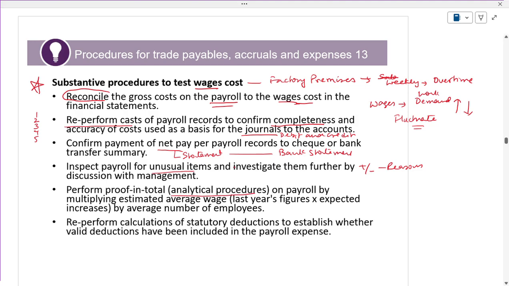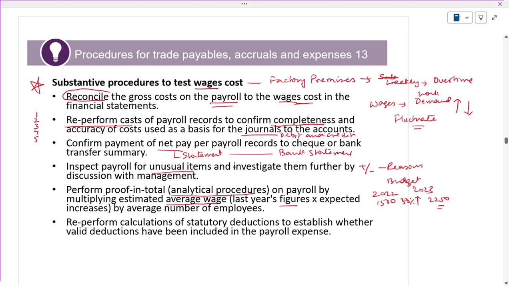Perform proof in total analytical procedures. Whenever we are comparing with the previous year, it is an analytical procedure on payroll. You want to know what the average wage is. You will say what the last year figures are and what the expected increase is. For 2022, we are making a budget of 1,500. For 2023, based on the previous year budget, you will do the next year budget. You will say that the next year budget will be a 50% increase, which means 2,250.